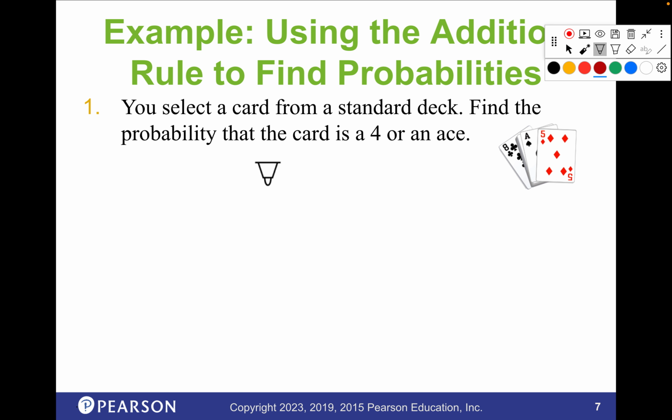Well, to get a 4 is 4 out of 52. To get an ace is 4 out of 52. Since they're mutually exclusive, we don't have to subtract off getting a 4 and an ace at the same time. So our probability is simply 16 out of 52. Remember, with fractions, common denominators, you don't add the denominators.